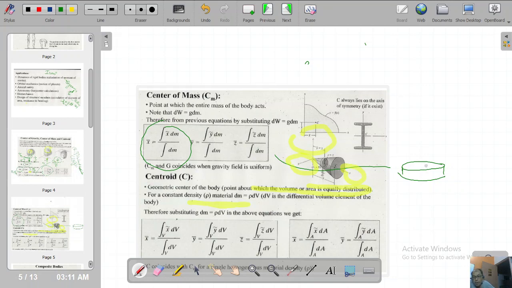You can say pi r square will be the area, and this will be the height h. It will be the height h. So we can replace this disk in our cone.